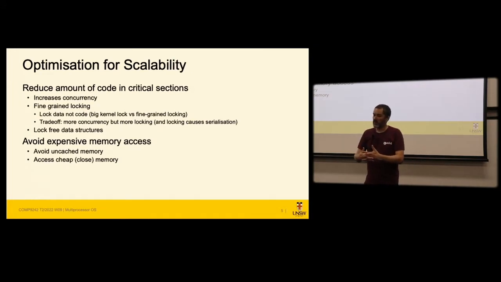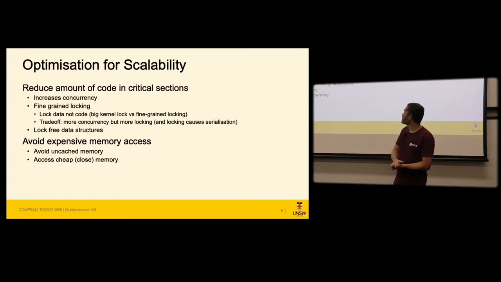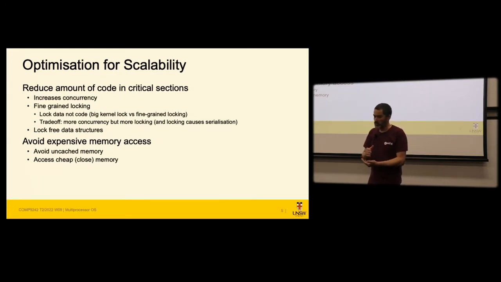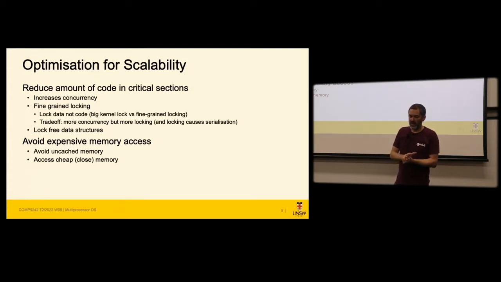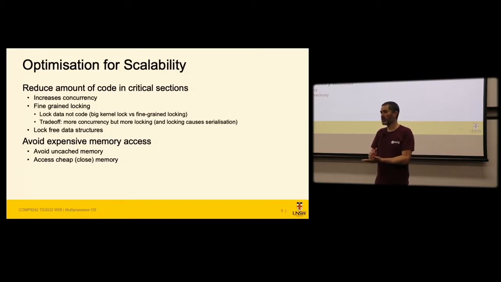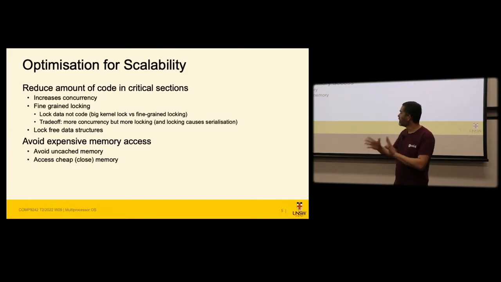But there's a trade-off there, right? With fine-grained locking, you get more concurrency, but the problem is that the locking implementation itself also causes serialization. And so you've got this trade-off of potentially your lock implementation is going to cause you more problems than the benefits you gain from having that fine-grained locking. And so you need to weigh off those trade-offs and find the right granularity of locking.